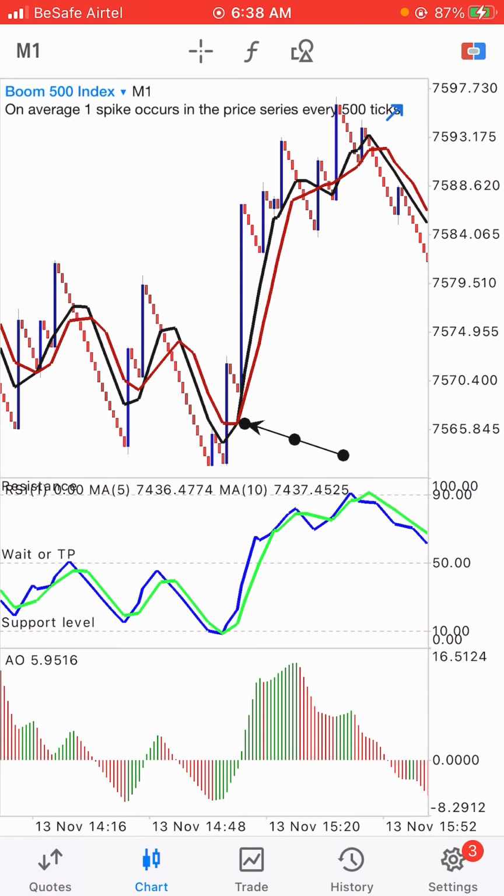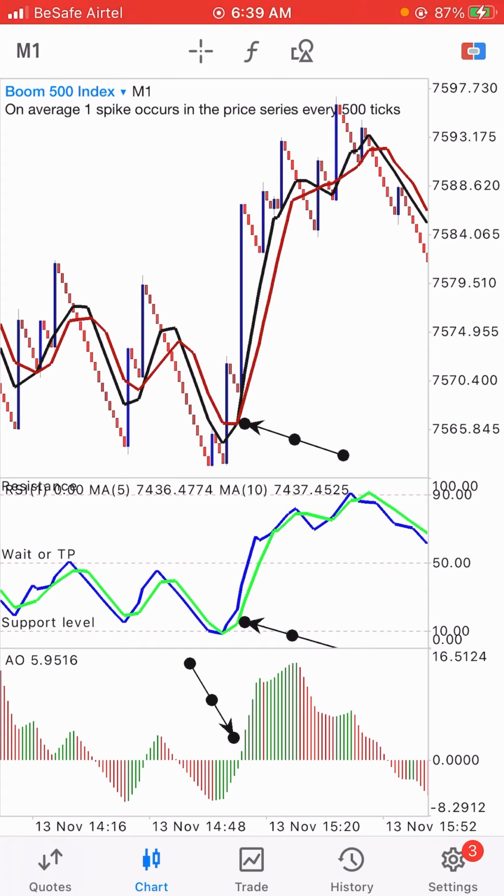Then you can clearly see the second confirmation when price got to the support level facing to the upside. Very good. And the last confirmation, you can see that here, the green candles are out already.